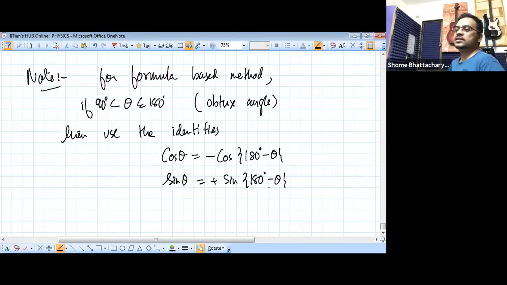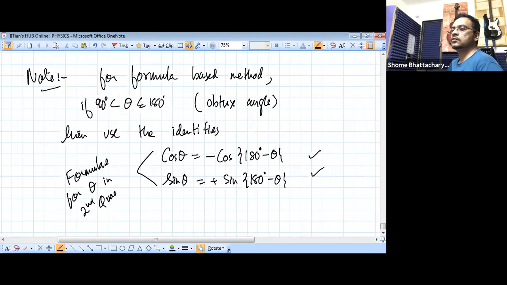Now ये क्यों होता है ऐसा, that also we'll understand very soon. In fact, vectors will help you understand these two formulae. But right now, just think of these as formulae for theta in the second quadrant. Second quadrant means when it is between 90 and 180. So let's use this.